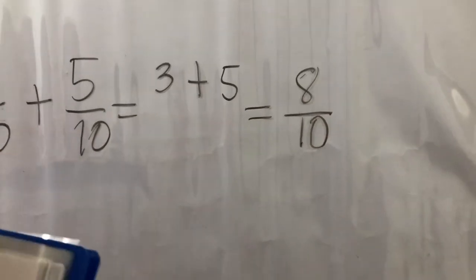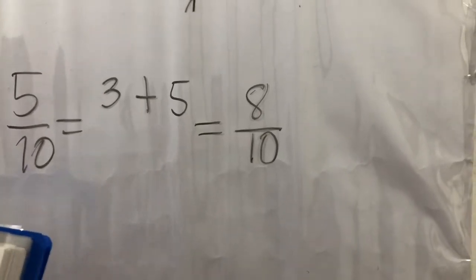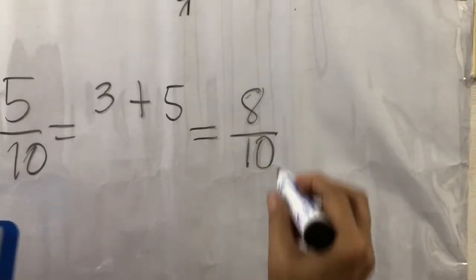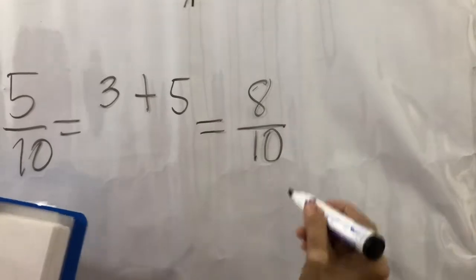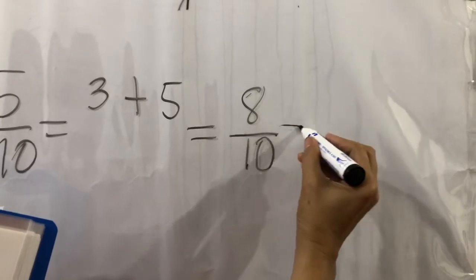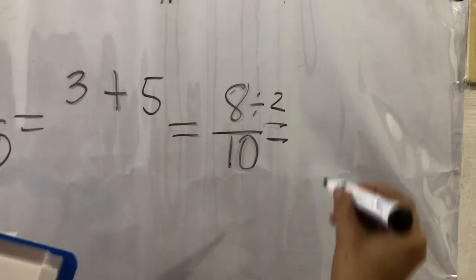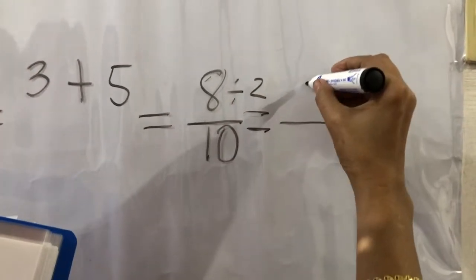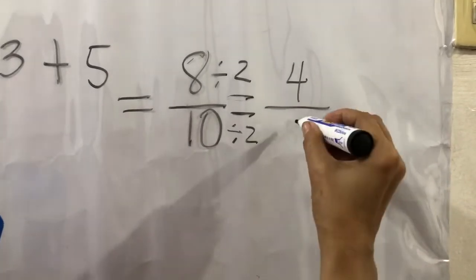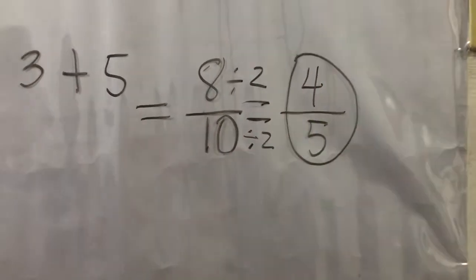But you can reduce that one to lowest term because 8 and 10 have a greatest common factor. So 2 is the greatest common factor of 8 and 10. So to get the answer in lowest term, you write the sign equal here. So you divide this one by 2. The answer is 4. You divide this one by 2, the answer is 5. So this is now the answer in lowest term.